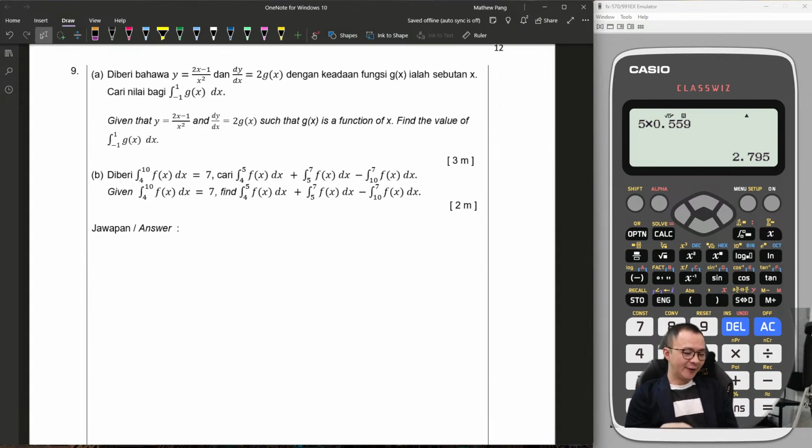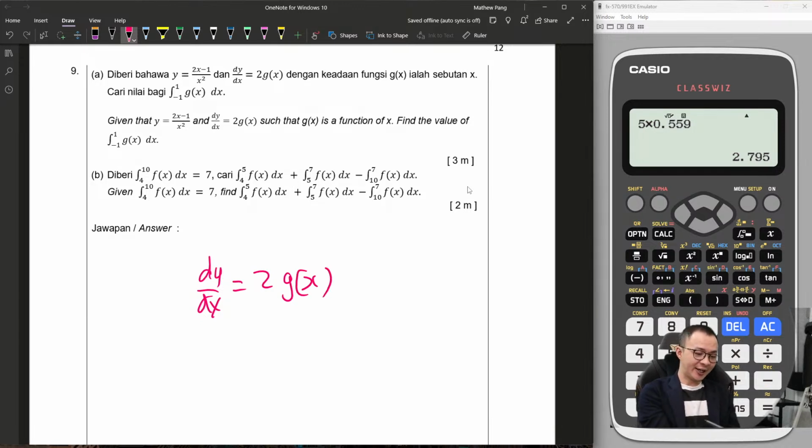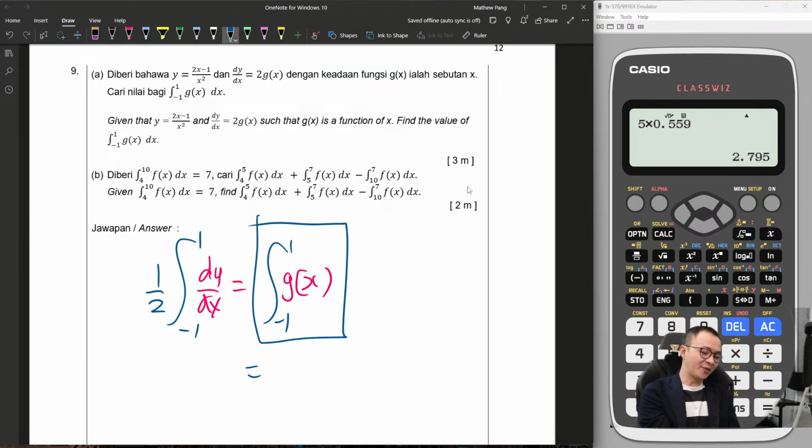Number 9. Okay, this one is quite easy. So we have the y, we have the dy/dx, and the question asks us to integrate the g. So copy down this equation. dy/dx equals 2gx. Then I can just add the integration sign for both sides. The limits are from -1 to 1 for both sides. The 2 I can move to the other side, becoming 1/2, divide by 2, right? Everyone knows this. This is what the question wants. I just need to solve the other side.